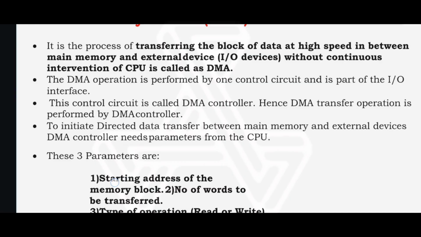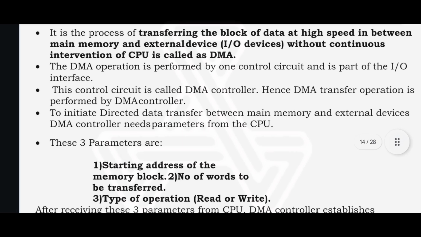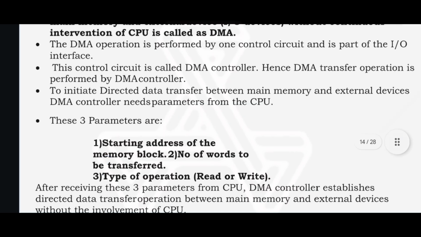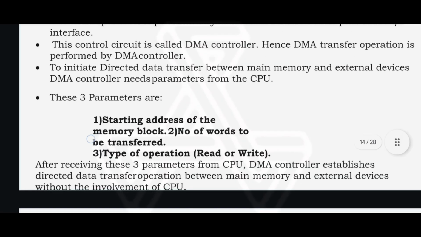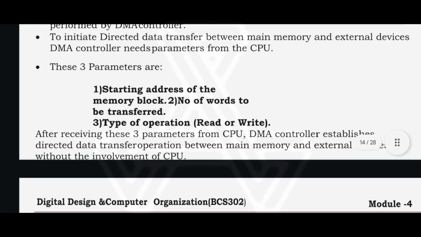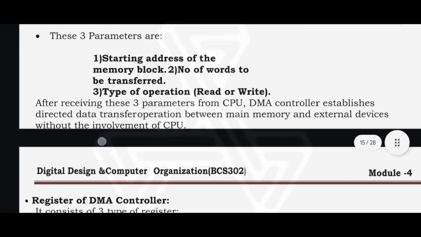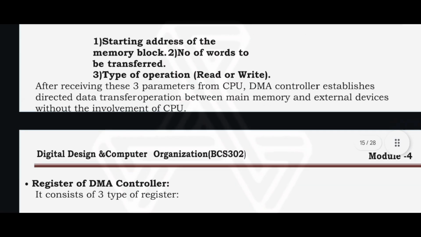To initiate direct data transfer between main memory and the external devices, the DMA controller needs parameters from the CPU. These three parameters are the starting address of the memory block, the number of words to be transferred, and the type of operation, read or write.